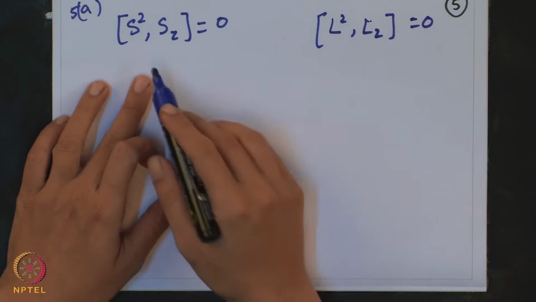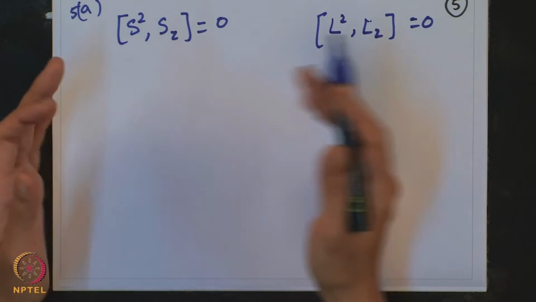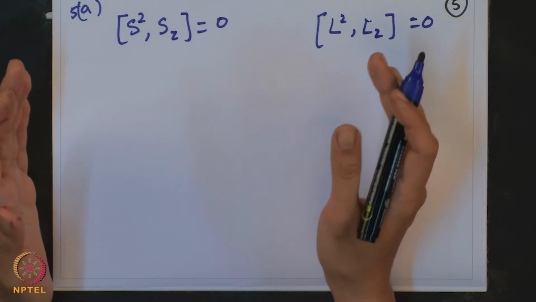Here Sz is a diagonal matrix, so it is easy to calculate the eigenvalues and eigenvectors, and once we know the eigenvectors of Sz, we have a simultaneous eigenket for S square also. So, the eigenvectors of Sz will also be eigenvectors of S square, and that simplifies the calculation. So, let us start.